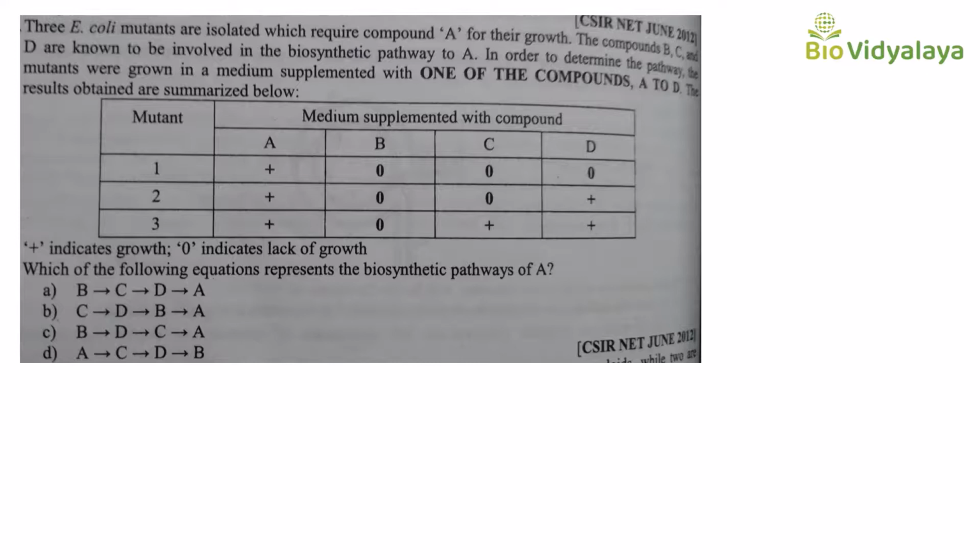So here the mutants are 1, 2 and 3. Here positive means there is growth, and 0 means there is no growth. Positive indicates growth and 0 indicates lack of growth. Which of the following equations represents the biosynthetic pathway of A?